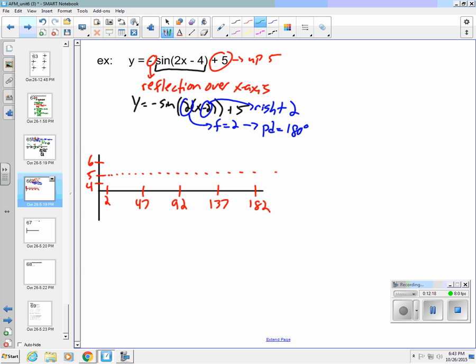So once we mark off all of that, we're going to use our pattern for sine. The only difference, because of the reflection, is instead of going up to its maximum first, it's going to go down to its minimum first. We still start at a 0. Because of the reflection, we go down to minimum, back up to 0, up to maximum, and then back down to 0.